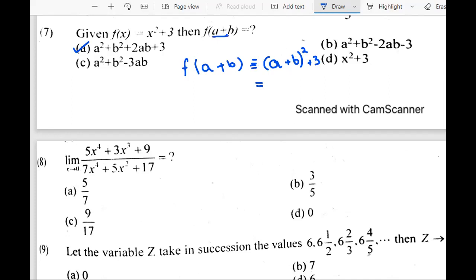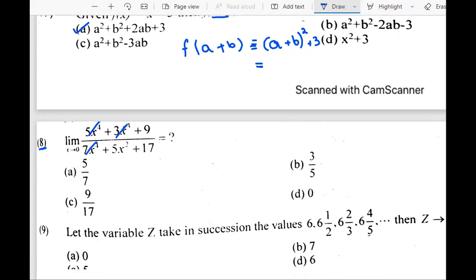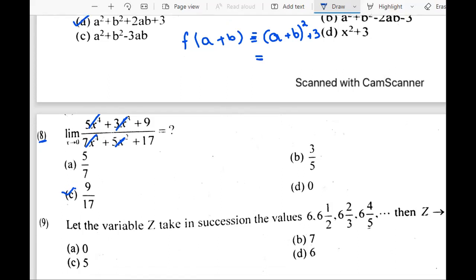In the eighth question, we have two functions, in both the numerator and denominator. So when we use 0 here, this will become 0, 3x cube will become 0, 7x to the 4 will become 0, and 5x square will become 0, right? And we will be left with 9 by 17. So C is the answer. Again, this wasn't the indeterminate form. This was a simple form. We were able to do it directly, so we just did it. We don't have to take the derivative of both the numerator and denominator because we were able to get a simple answer, right? Let's talk about the next question then.